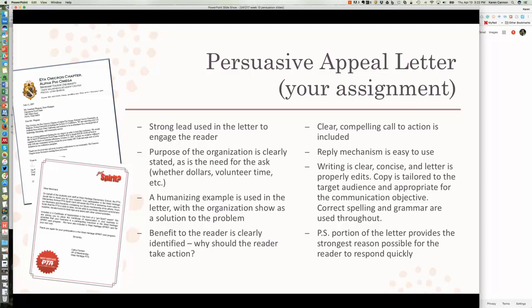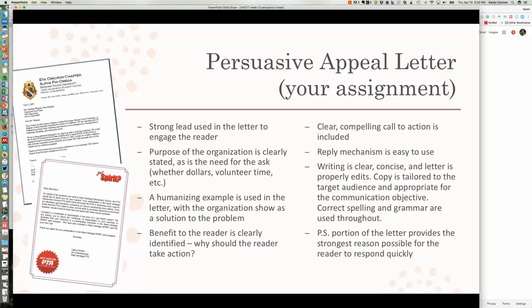Okay, so I want to talk briefly about your persuasive appeal assignment. I would go ahead and pull up that assignment and have it next to you as you look at this and listen to this. You want to make sure that you, again, use a strong lead, as we discussed. The purpose of the organization is clearly stated, if you're asking for money or time, whatever. You use a humanizing example. These are all things that you're going to be graded on. So it should be towards the end of your assignment, or maybe on the back side if you've printed it out, or on the second page. You want to illustrate a humanizing example, and again, show the organization as the solution to the problem.